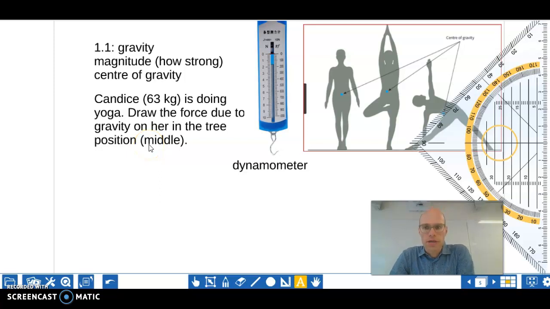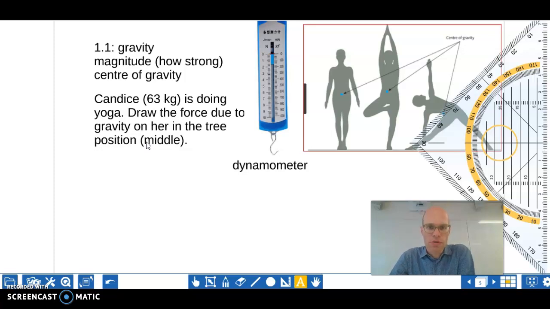Welcome to the second movie of the first paragraph, and it is about forces again, but now about gravity. So we're going to talk about the magnitude, how strong gravity is, and the center of gravity, or the point of application of gravity. And I will illustrate it by drawing the force due to gravity on Candice, whose mass is 63 kilograms. Well, gravity, what are the magnitudes?